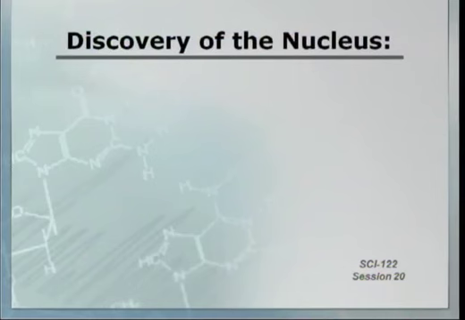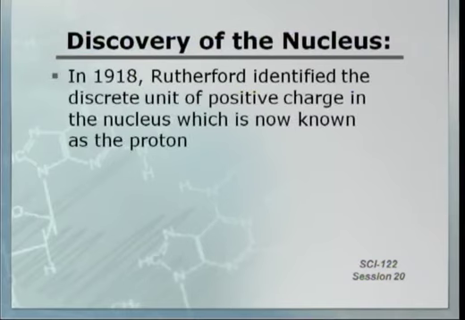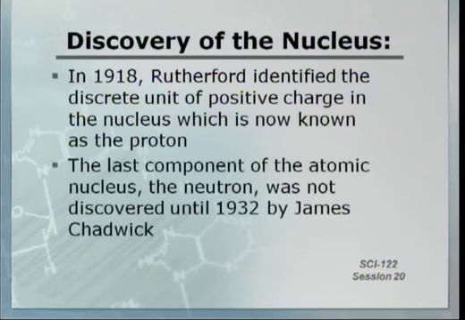His experimental results came back such that, in 1918, he identified the discrete unit of positive charge in the nucleus, now known as the proton. So that makes it the second component of the atom. The third component, the last component of the atom, in this case the atomic nucleus, the neutron, was not discovered until 1932 by James Chadwick.